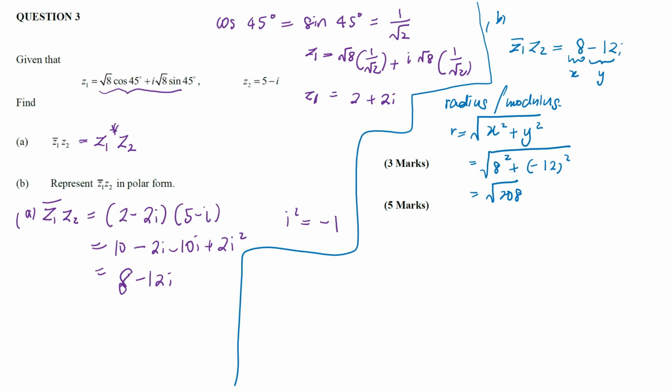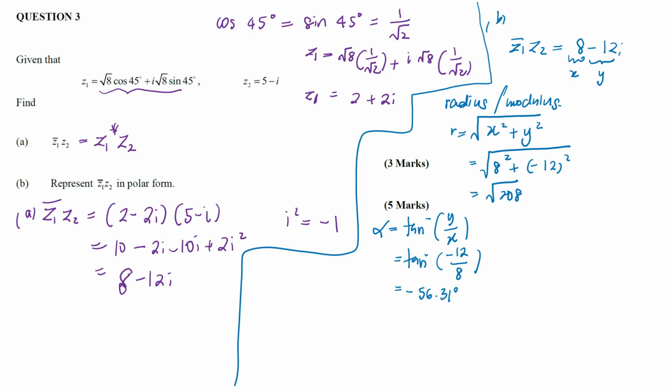Alright, next let's find the acute angle of the coordinate. The acute angle alpha can be obtained through this formula, tangent inverse y over x. So in this case, we are finding the tangent inverse of minus 12 over 8. Okay, so we are having minus 56.31 degrees.